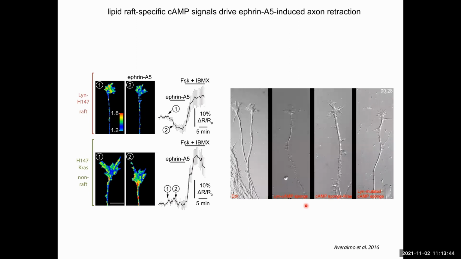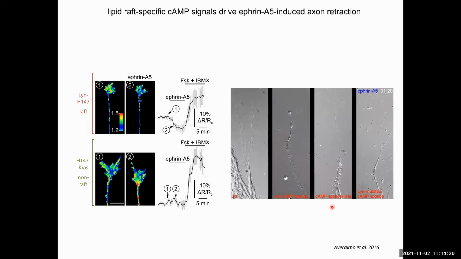When we use a cyclic AMP buffer that is genetically encoded, and since it's genetically encoded, we can add a few targeting sequences to restrict its expression in lipid rafts or outside lipid rafts. And only when the cyclic AMP sponge, this cyclic AMP scavenger, is targeted to lipid rafts, it prevents the axon retraction induced by ephrin-A5. When cyclic AMP is buffered outside lipid rafts, the axon retracts just fine.